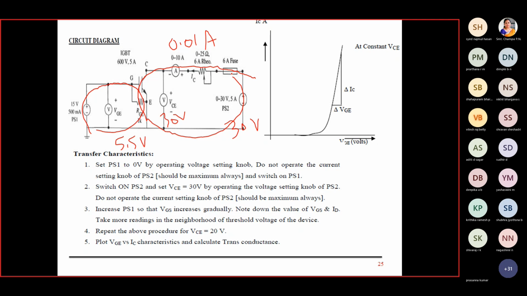5.5 is the threshold voltage. The respective collector current is 0.01. Further increase this up to 15 volt. Note down VGE, the input voltage, versus output current IC. Tabulate it and plot it.